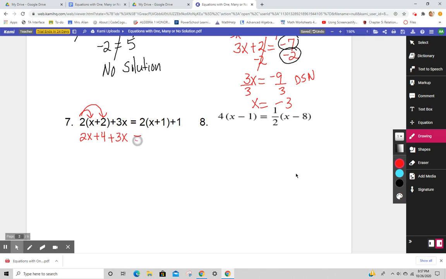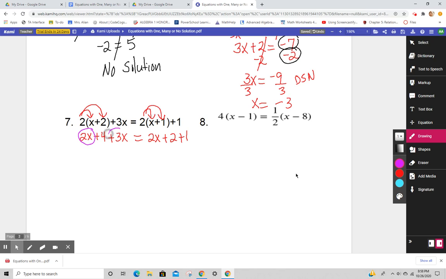Copy plus 3x equals, distribute on this side, we'll get 2x. 2 times 1 is 2 plus 1. What's the next step? We need to combine like terms.